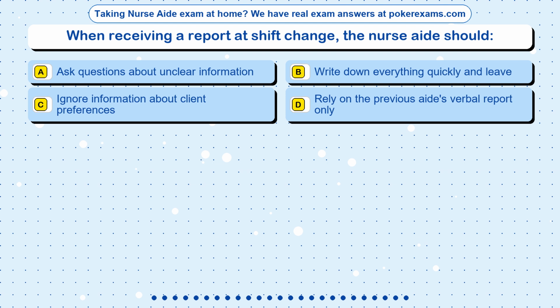Question 20. When receiving a report at shift change, the nurse aide should: Option A. Ask questions about unclear information. Option B. Write down everything quickly and leave. Option C. Ignore information about client preferences. Option D. Rely on the previous aide's verbal report only.